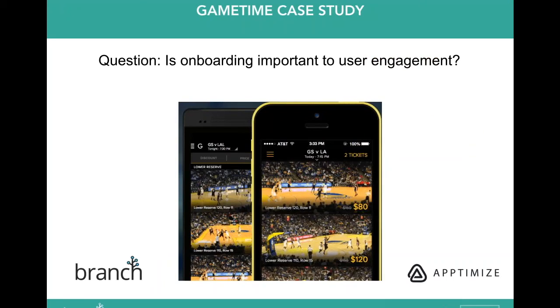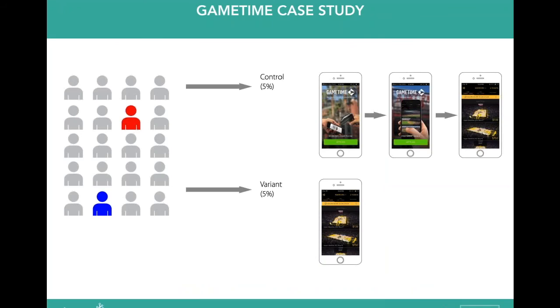So let's talk about an example with Game Time. We always hear people ask, is onboarding important for user engagement? Game Time was curious to find out, and they used both Branch and Optimize together to determine the most optimal onboarding flow. Here's an example of the test that Game Time ran while using Optimize and Branch links. They sent 5% of their traffic to an onboarding flow versus 5% of that traffic deep linked directly to the seats that were promoted in an ad. People clicked on an ad for a specific set of tickets, and you either took them straight to the ad content or you took them to, oh, this is how Game Time works.